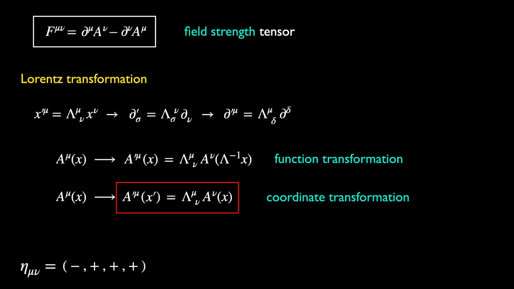Actually, we have done things in the reverse way. Usually, the Lorentz transformation of a vector field as a coordinate transformation is defined like so. Then we take away the prime in the argument of the field and just look at how the function is transformed. For much of this course, we shall deal mostly with coordinate transformations.